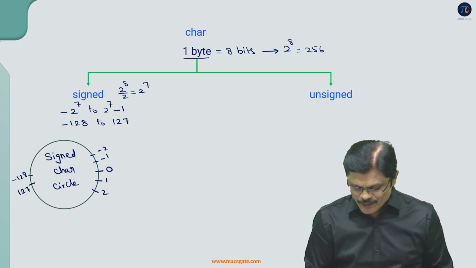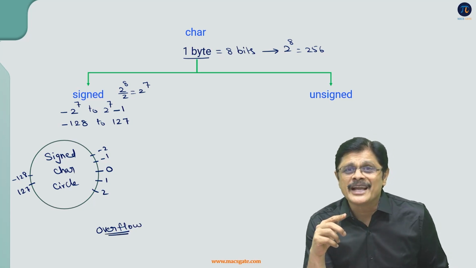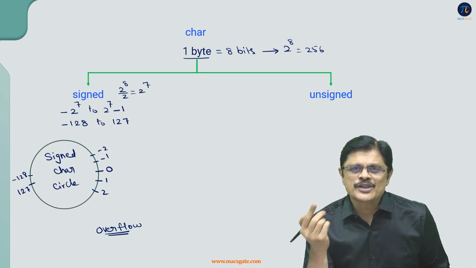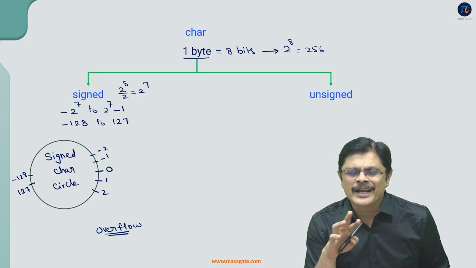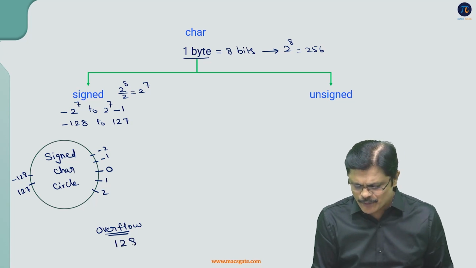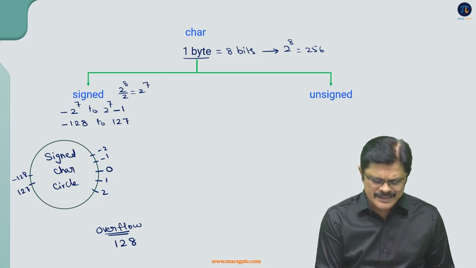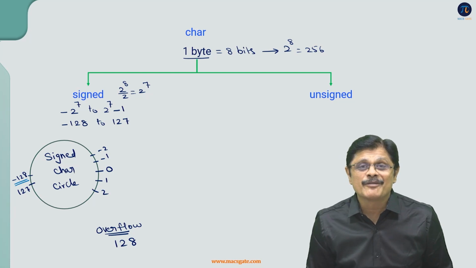That causes what is known as overflow. Whenever you try to print any value above 127, overflow will happen. Most compilers implement it this way: you get the 2's complement of the number. You don't have to calculate that, my dear friends. For example, if you want to print 128, you just go in this direction. After 127, 128 should come, but instead of 128, minus 128 will be printed.